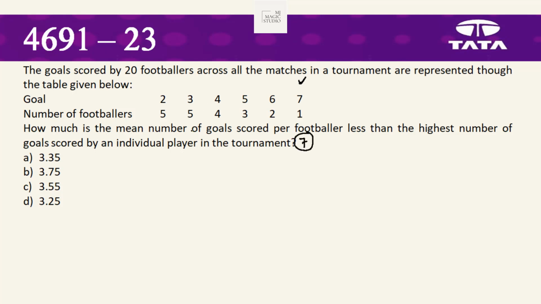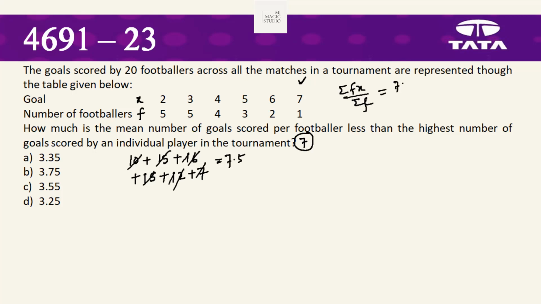And we are looking out for first the mean number of goals scored. If this is X, this is F, mean is summation Fx by summation F. 2 into 5, 10, plus 15, plus 16, plus 5 into 3, 15, 6 into 2, 12, plus 7. 30, 40, 50, 60, 67, 69, and this is 75. So mean is 75 by 20, and we need to subtract 7.